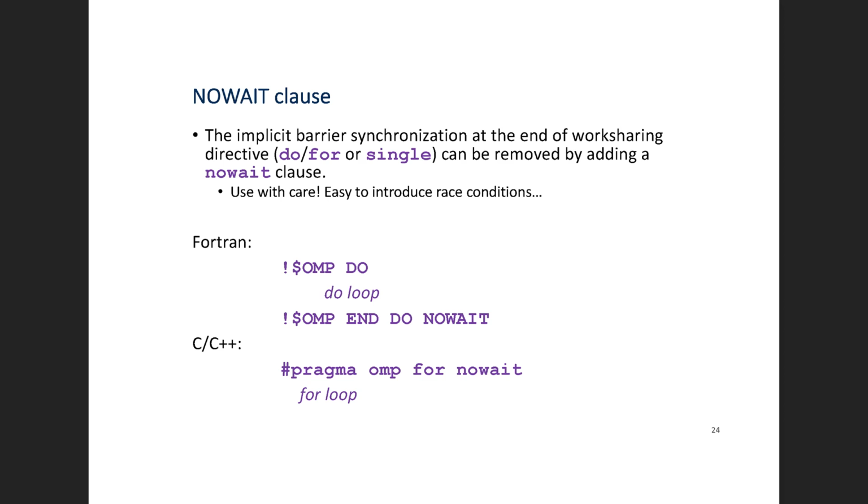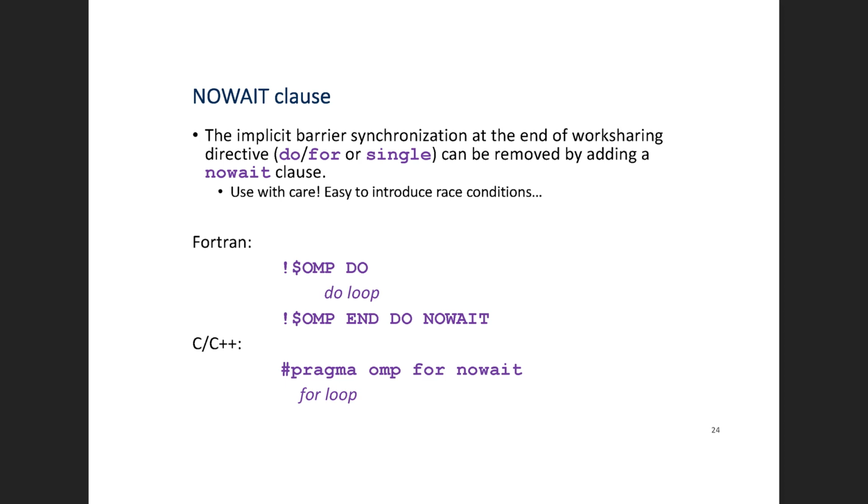So I've already mentioned this a little bit, but this is how you do it. By default, the end of work sharing directives, so do or for or single, has an implicit barrier synchronization point. You can remove that barrier by adding a nowait clause. However, use this with care, because getting rid of that synchronization makes it easy to accidentally introduce race conditions. There may be dependencies in your code that mean you really do need that barrier there.